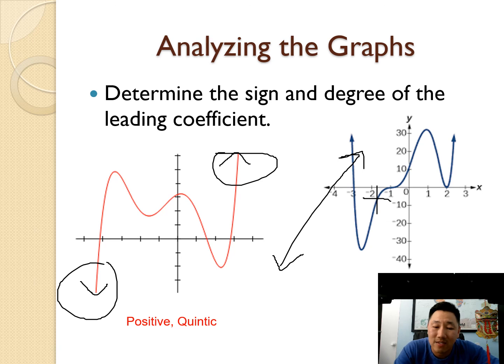Now let's count the inflections. We start off with 1, switch 2, switch 3, switch 4, and then finally switch 5. And so this is going to be a positive x to the 5th power.